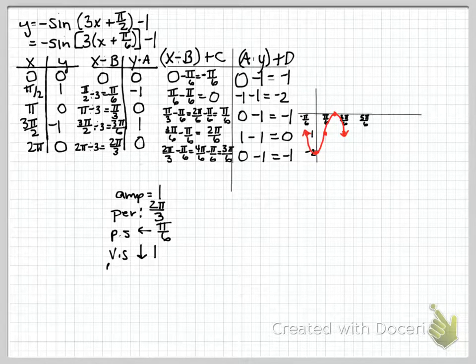Okay, so now we have our domain. Our domain, again, is all real numbers. Our range: our lowest y value is negative 2. Our highest is 0.